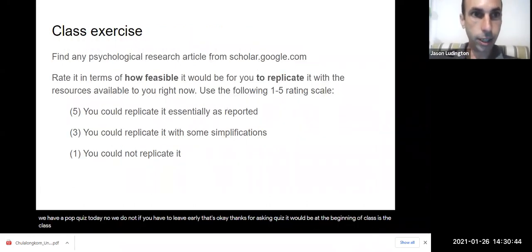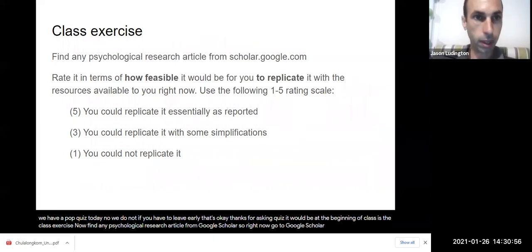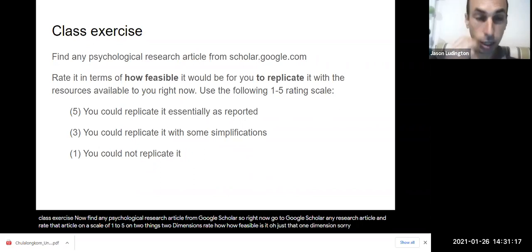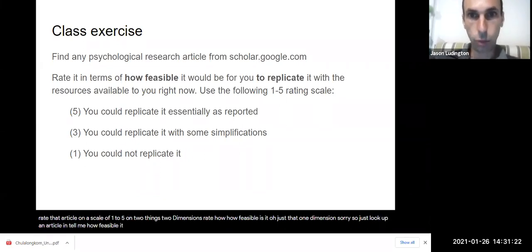All right, here's a class exercise now. Find any psychological research article from Google Scholar. So right now, go to Google Scholar. Find any research article and rate that article on a scale of 1 to 5 on two dimensions. Rate how feasible is it? Oh, just that one dimension, sorry. So just look up an article and tell me how feasible it would be to replicate it. Go ahead and do that now.